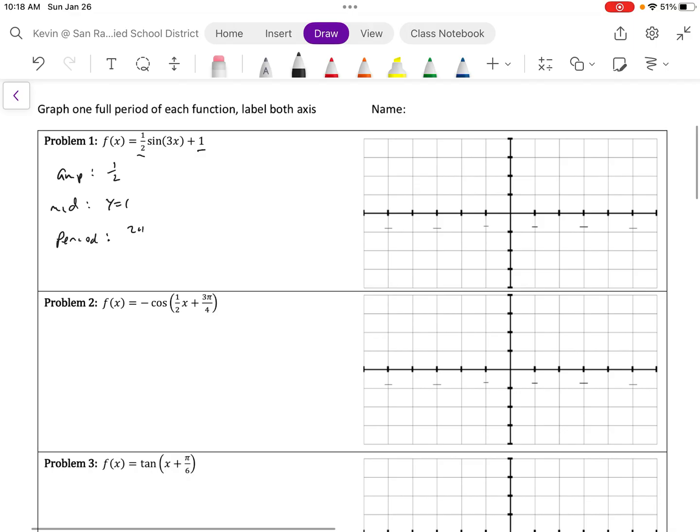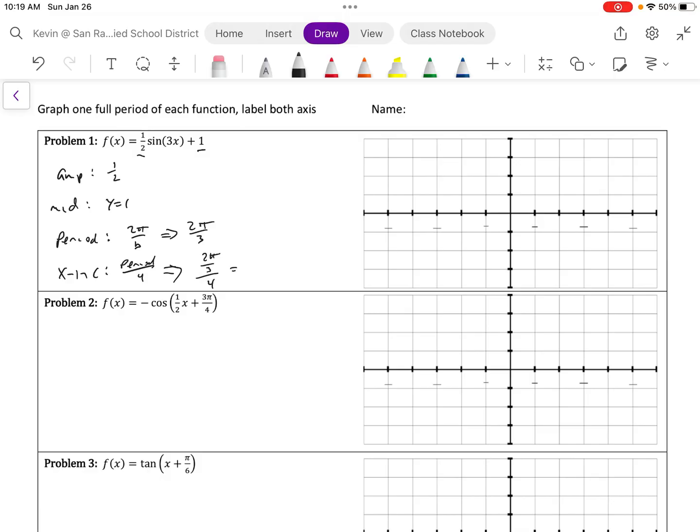And then we're going to look for our period. Okay, and that's 2 pi divided by b. So in this case, that would be 2 pi divided by 3. Oh, ugly. That stings. All right, and then our x increment is going to be the period divided by 4. And by period, I mean this period that we just found.